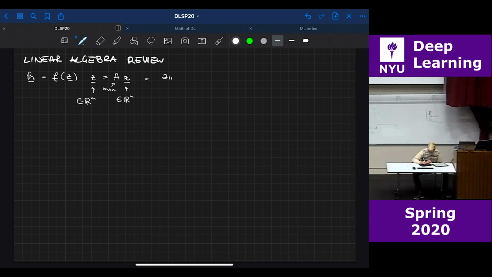You have A11, A12, so on until the last one, which is going to be A1n. Thank you. Then the second row is going to have A21, A22, so on until the last one, which is A2n, right? And then you keep going down until the last row, which is going to be, what are the indexes? Am1, right? Okay. So you have Am1, Am2, and so on until Amn. Okay, thank you.